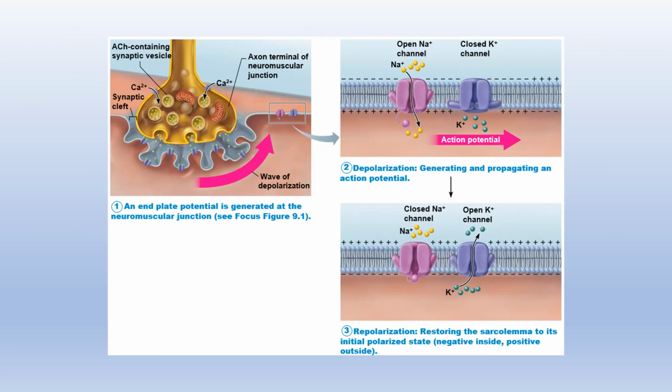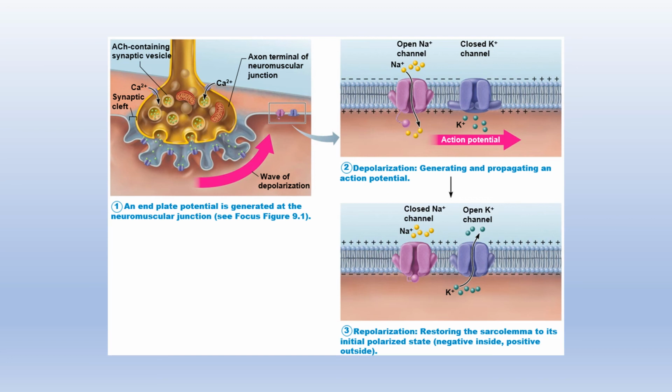On this slide, we'll tie everything together. So in the image that you've seen before, number 1, this is an end plate potential. It's a localized stimulation. It comes from the release of acetylcholine from the axon terminal. Acetylcholine diffuses across the cleft and binds to the sarcolemma. As it binds to the sarcolemma, it stimulates the opening of sodium-gated channels in the adjacent regions.